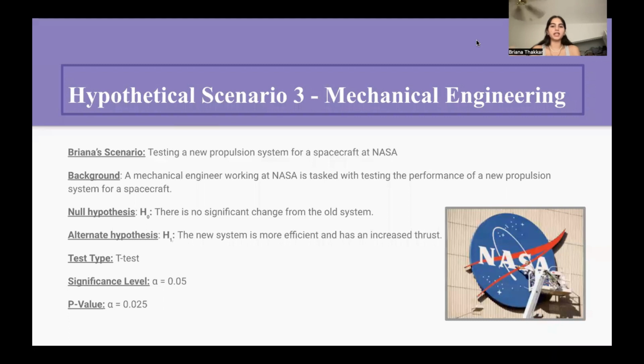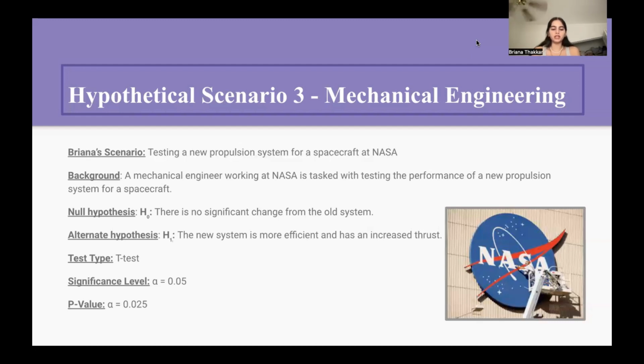So this is my scenario. I am one of 3 mechanical engineers, and the scenario that I have chosen is the testing of a new propulsion system for a spacecraft at NASA. The background of this is a mechanical engineer working at NASA who is tasked to perform a test to see which propulsion system is more effective. The null hypothesis is that there's no significant change from the old system, and the alternate hypothesis is the new system is more efficient and has an increased thrust.